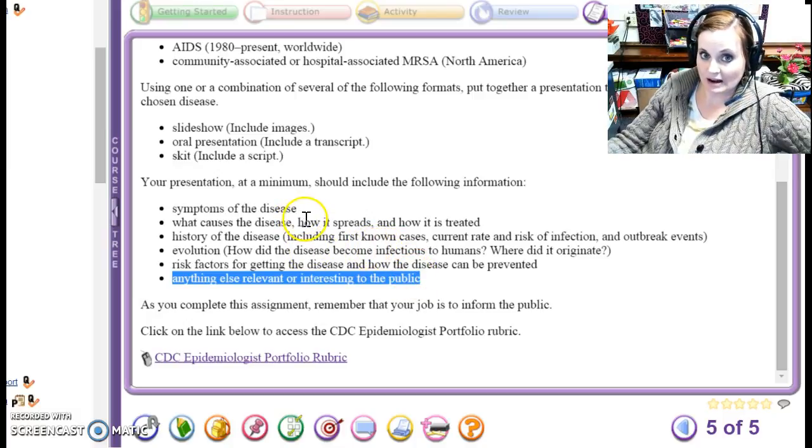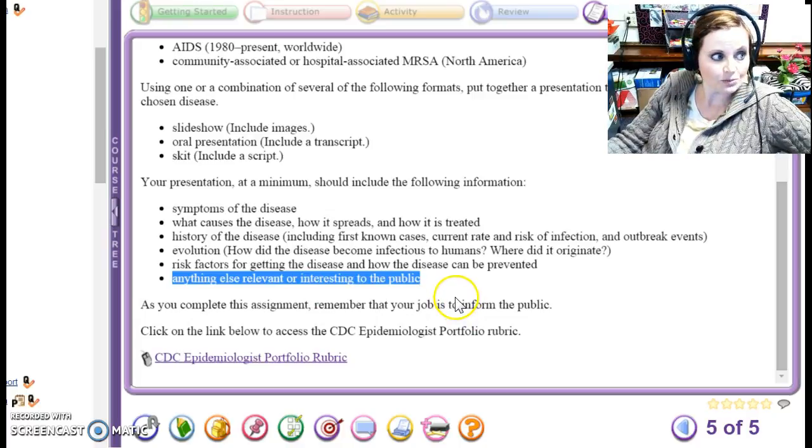Let's see what it does. Let's see the organism that causes it. Let's see some of the things that can help you prevent it. Visualization is so much more interesting than just words on a screen. Remember, your job as an epidemiologist is to inform the public.